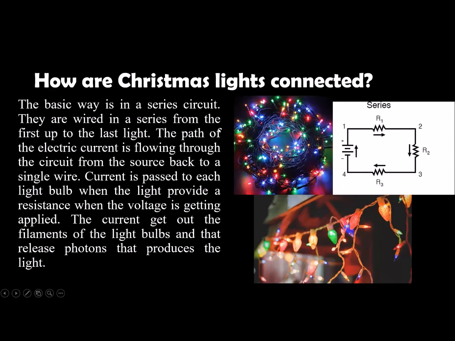Now we're going to see another very interesting thing, that is how Christmas lights are connected. The basic way is in a series circuit. They are also semi-parallel, but they are mostly in series. They are wired in series from the first up to the last light. The electric current flows through the circuit from the source back through a single wire. Current is passed to each light bulb, and the light provides a resistance when the voltage is applied. The current gets to the filaments of the light bulbs, and that releases photons and produces the light.